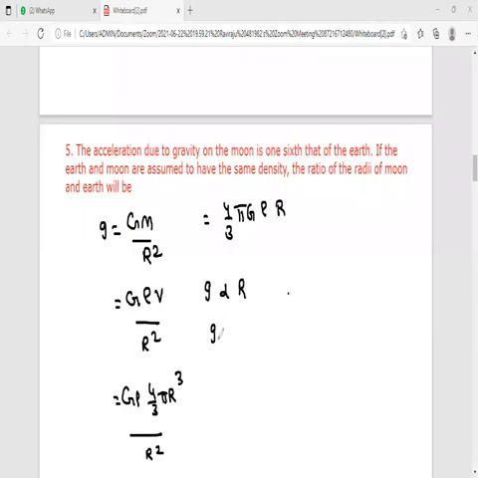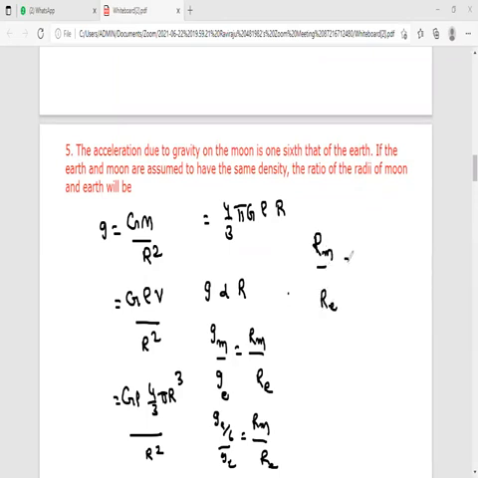That means g, first they are asking moon to Earth, no? So g moon by g Earth is equal to radius of moon by radius of Earth. What is the value of g moon? So g moon can be written as g Earth by 6 only. If g Earth is cancelled on both sides, then radius of moon by radius of Earth can be taken as 1 by 6. Simply it is 1 by 6 only.